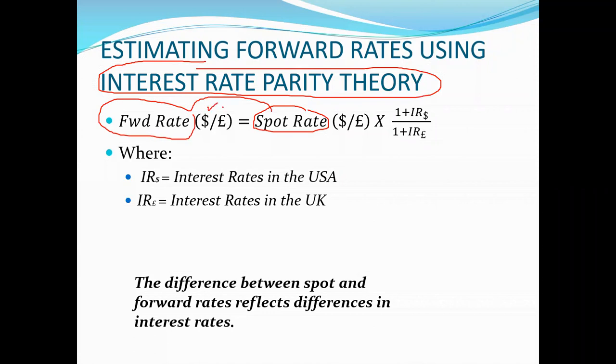It's important to notice this: we are starting with so many dollars on a single pound. What you do is take the spot rate in that format and multiply by 1 plus the interest rate on the dollar. So this one goes on top here, and this one comes down there.